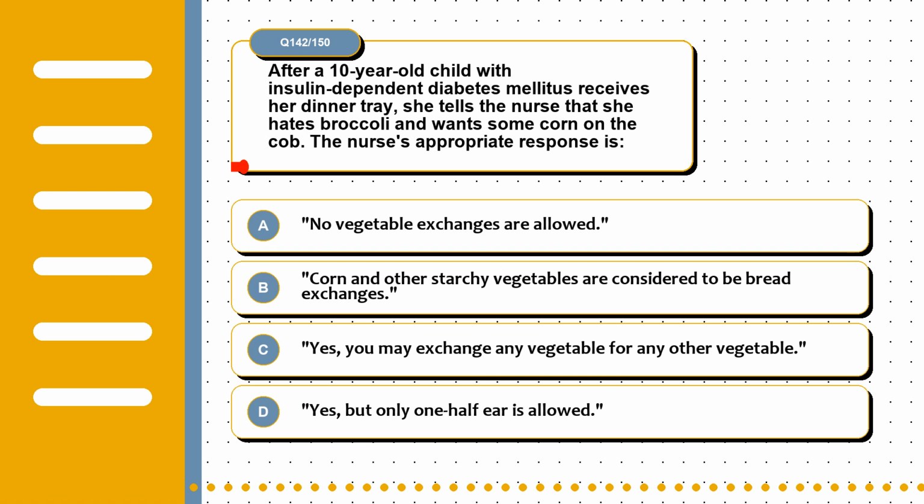Question 142. After a 10-year-old child with insulin-dependent diabetes mellitus receives her dinner tray, she tells the nurse that she hates broccoli and wants some corn on the cob. The nurse's appropriate response is, here are the options. Option A. No vegetable exchanges are allowed. Option B. Corn and other starchy vegetables are considered to be bread exchanges. Option C. Yes, you may exchange any vegetable for any other vegetable. Option D. Yes, but only 1/2 ear is allowed.